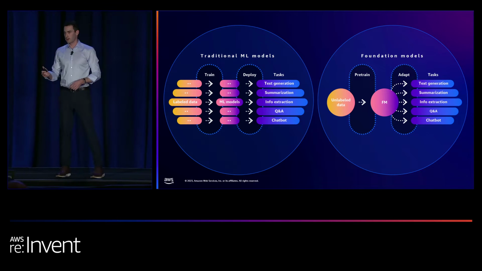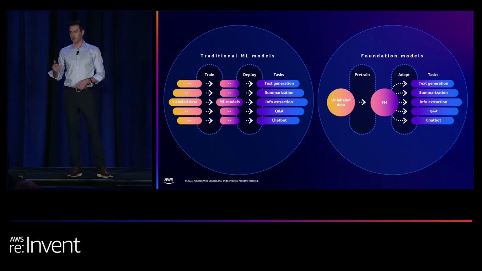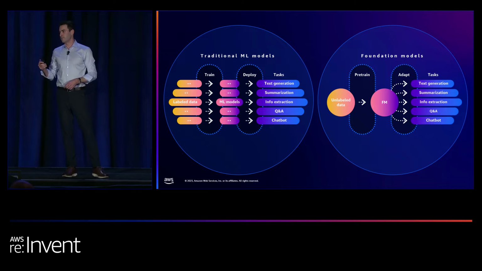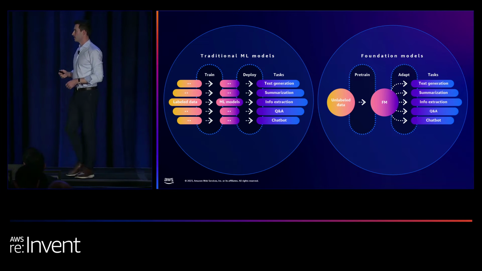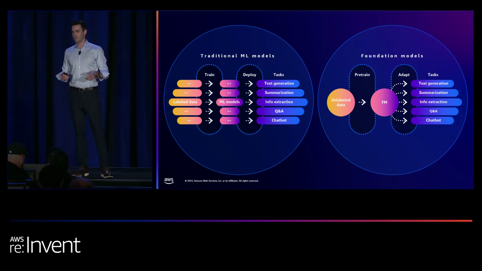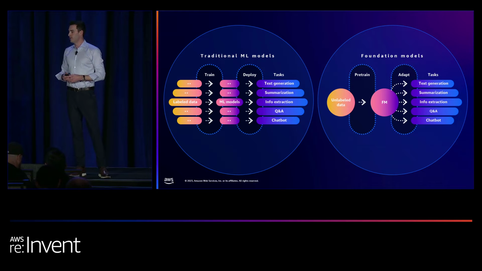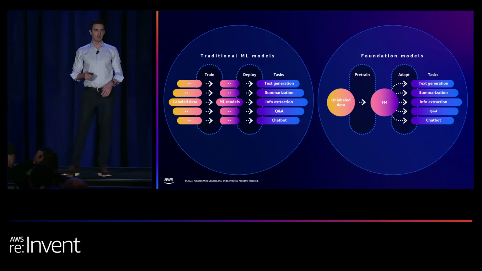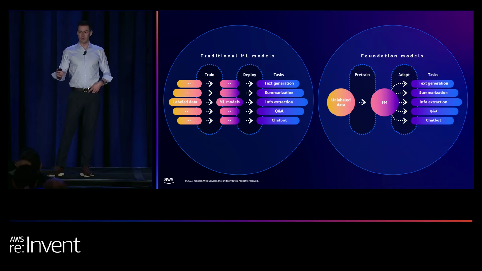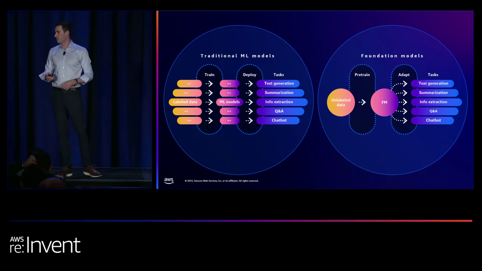You can then take that model, fine-tune it for your specific use case, but using a much lower amount of data compared to what you might need in the labeled data for traditional models. The key difference is that you don't need to start from scratch with every new use case you come up with when you're using generative AI models.